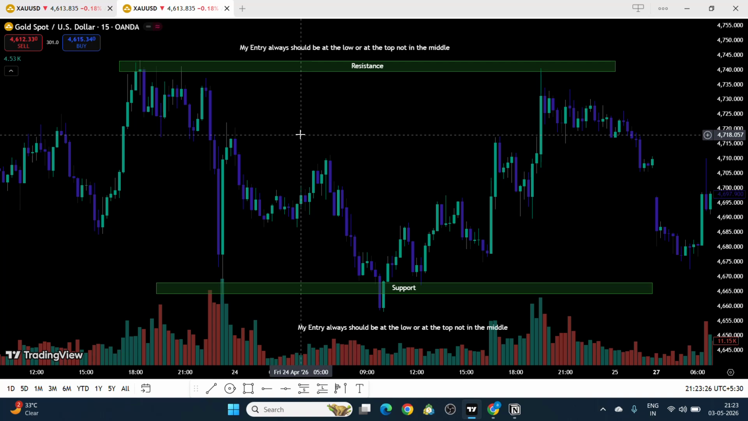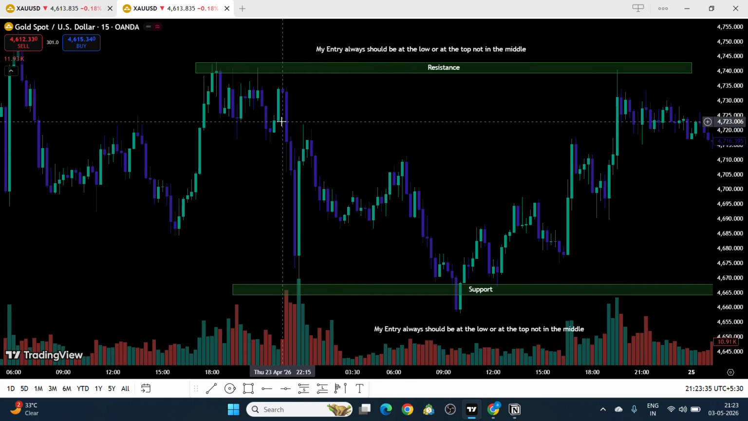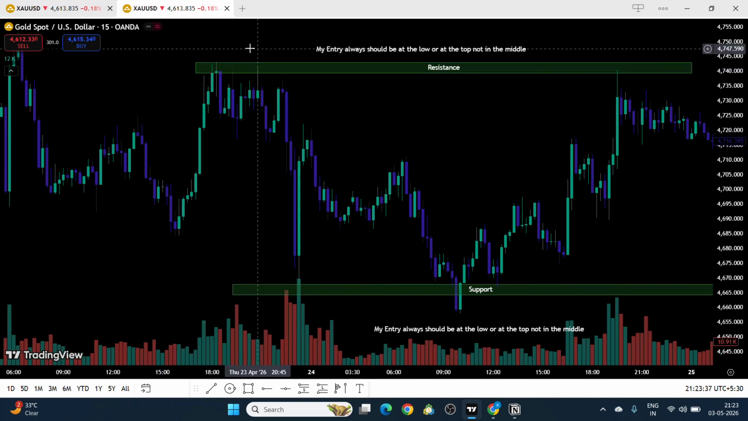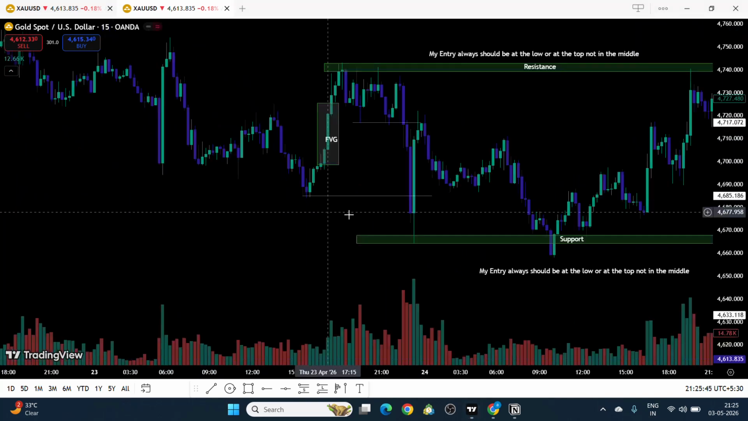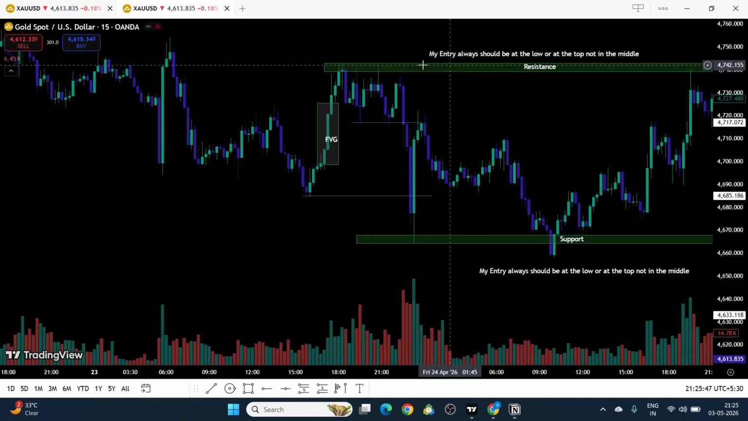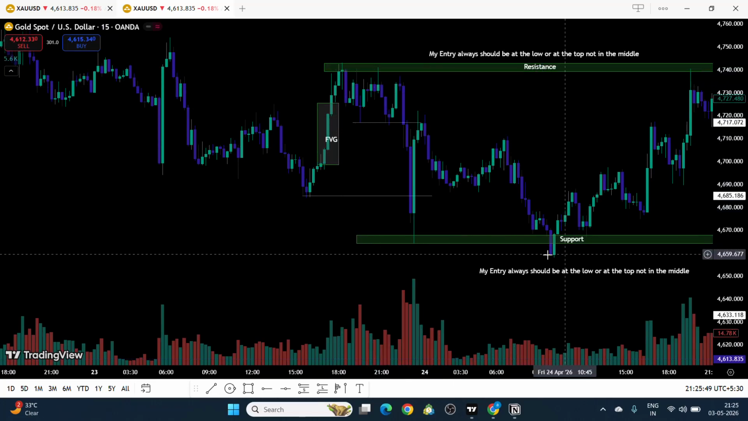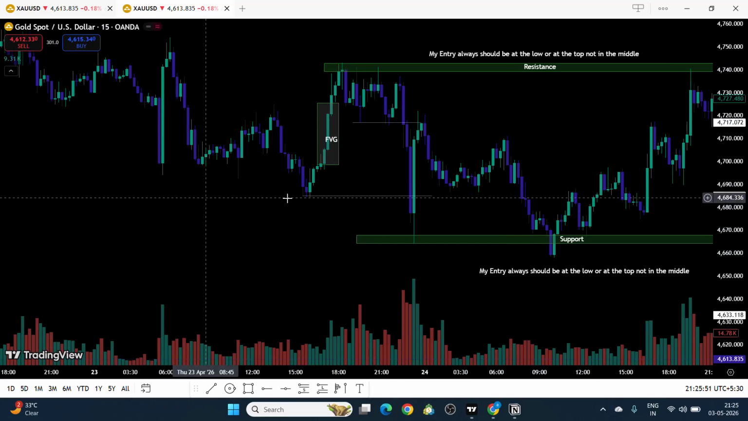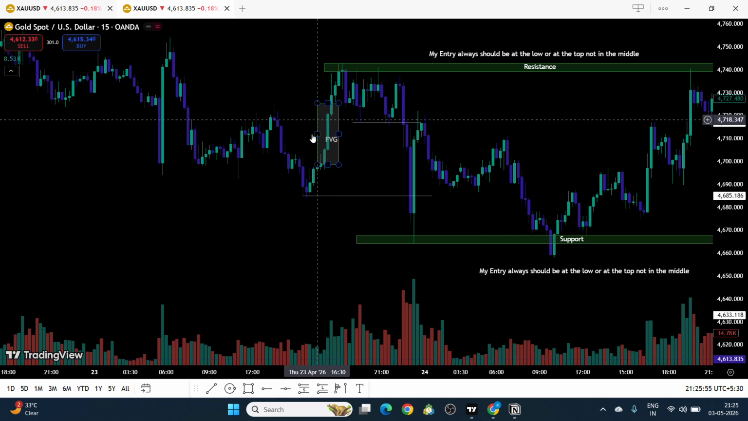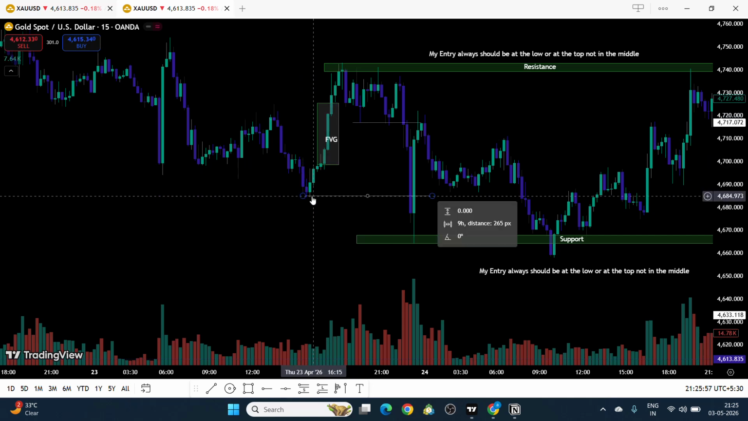As I always tell, timing is important. Timing is most important in my strategy. Let me see. This is the supply zone and this is the demand zone. Here is the liquidity, which is created during the London session.